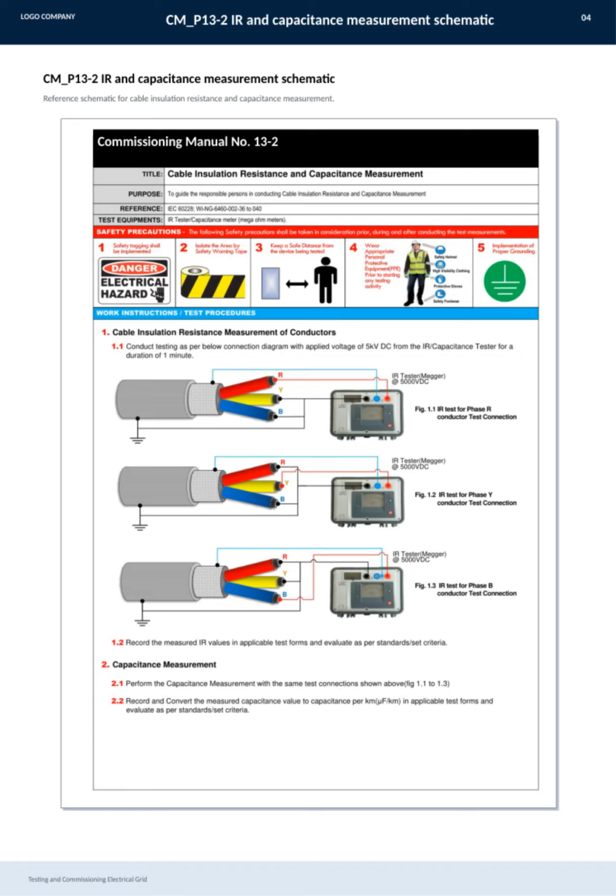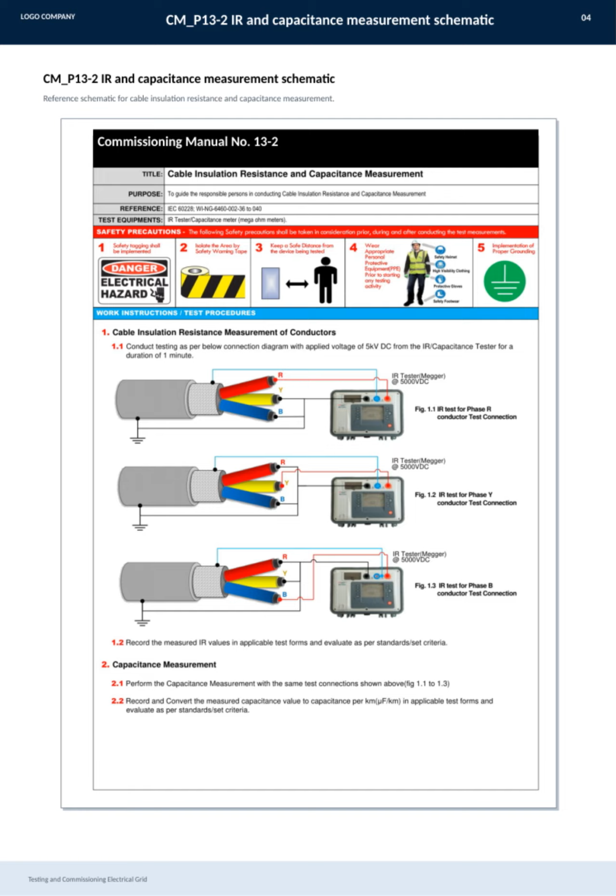Here we have the reference schematic for cable insulation resistance and capacitance measurement, which is crucial during the testing and commissioning of the electrical grid. This schematic outlines the standard procedure to accurately assess the cable's condition by measuring its insulation resistance and capacitance. Following this ensures that the cables are properly evaluated before putting the system into operation, helping to prevent potential faults and ensuring reliability. The schematic is detailed in Commissioning Manual number 13-2, which serves as the official guideline for these measurements.